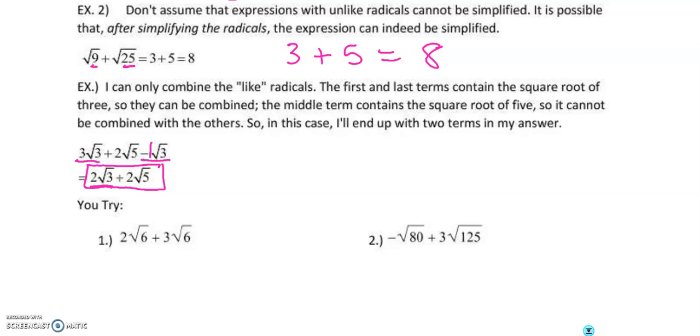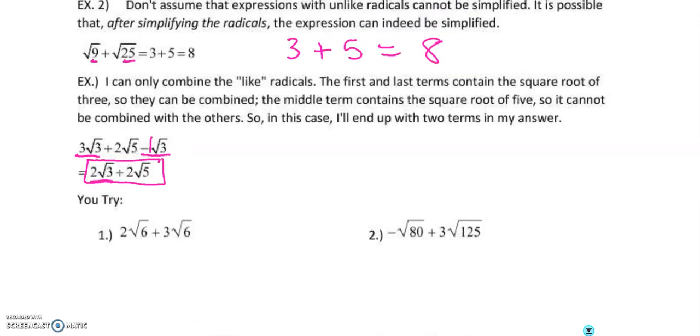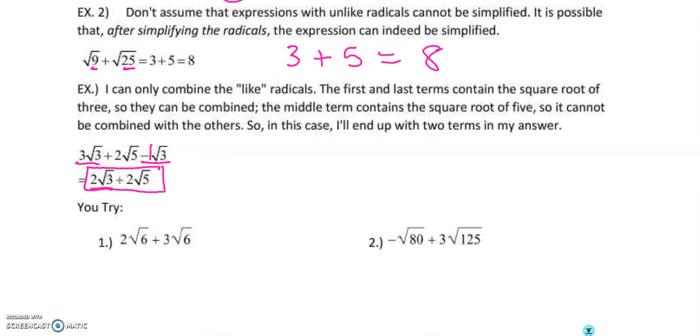We have a few different examples to try, so let's take a look at the first one. It says 2 radical 6 plus 3 radical 6. These are like terms because the number under the radical sign is the same. So if I have 2 radical 6's plus 3 radical 6's, I'm just adding the coefficients. 2 plus 3 is 5 radical 6. And that's my simplified answer.